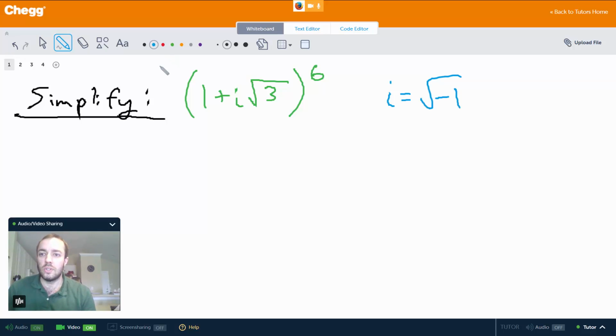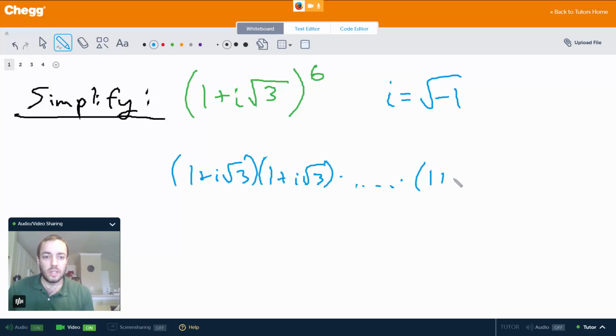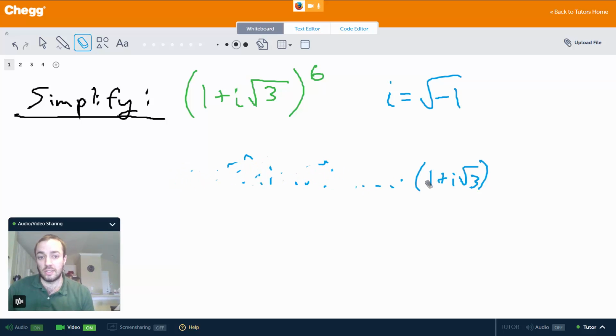Okay, so there are actually a couple different ways to approach this. One way is to just directly evaluate 1 plus i root 3 times 1 plus i root 3, 6 times like that. And that is going to be absolutely awful, so we don't want to do that. But what we do want to do is use DeMoivre's theorem, because that's going to greatly simplify this calculation. So first, let's go ahead and clear some room here for ourselves.